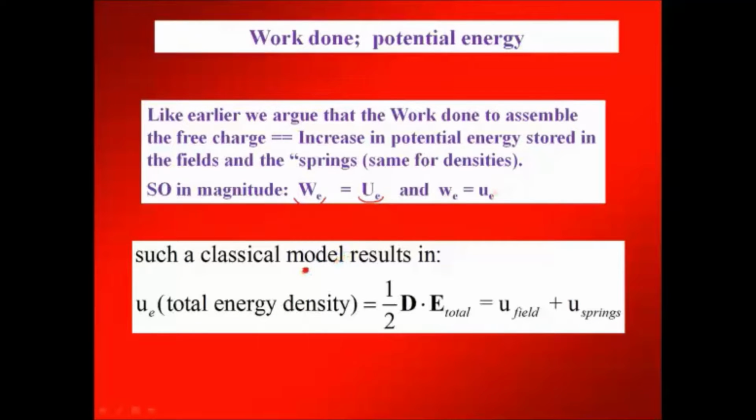As you go around in space, you'll have this quantity changing, which is equal to this quantity. So if you take this classical model that has these springs, the energy density, which is what we're going to say is the total, is equal to this quantity here, which we've already shown. This is the E total, which is the bound charge E plus the free charge E. And that is equal to the energy density of the field plus the energy that's stored in the springs. And that's the total energy density.